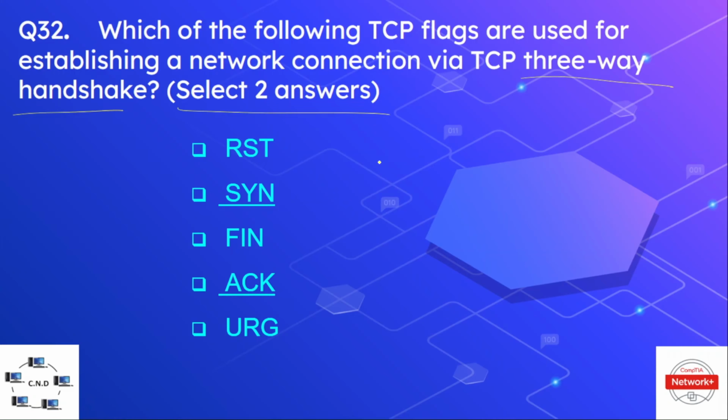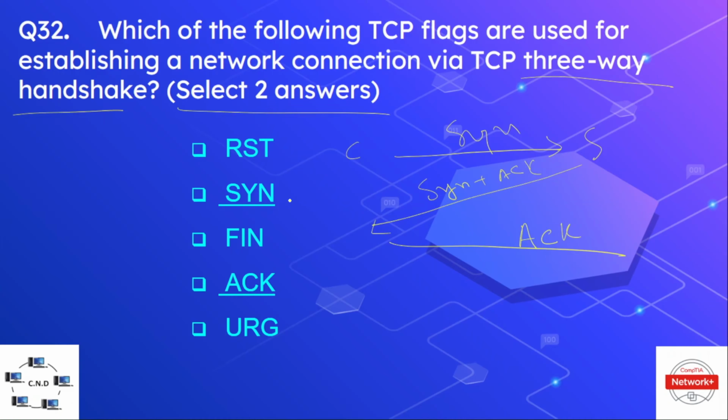So basically the three-way handshake works like this. The first packet is SYN, sent from the client to the server. Then the server sends SYN as well as ACK, SYN plus ACK, and the client then finally sends the ACK. So this is known as the three-way handshake. The SYN and the ACK are the two flags that are used in this three-way handshake mechanism.